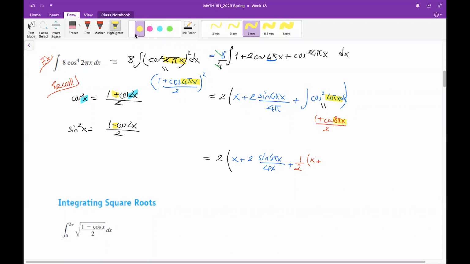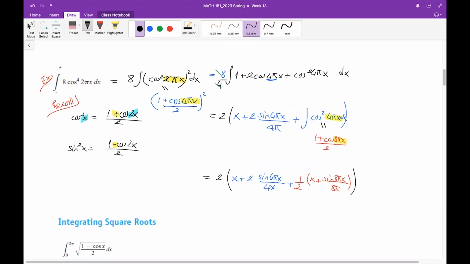Okay, where we doubled the angle. So integration of cosine 8 pi x is sine 8 pi x divided by 8 pi. So that's it. And since this is an indefinite integral without any boundaries, you need to add this arbitrary constant c at the end. Okay?